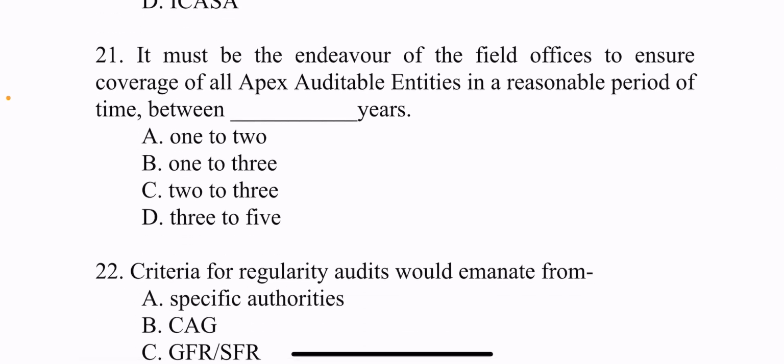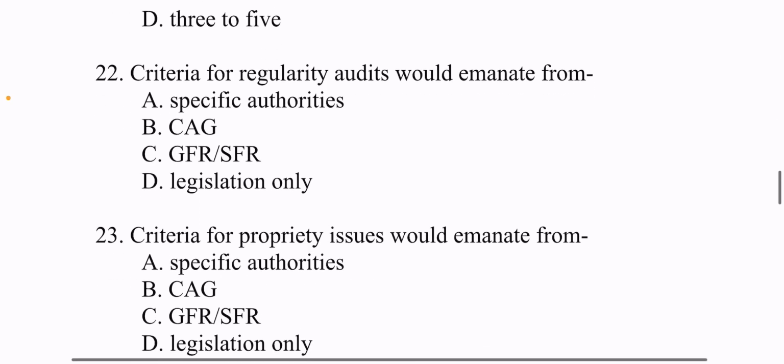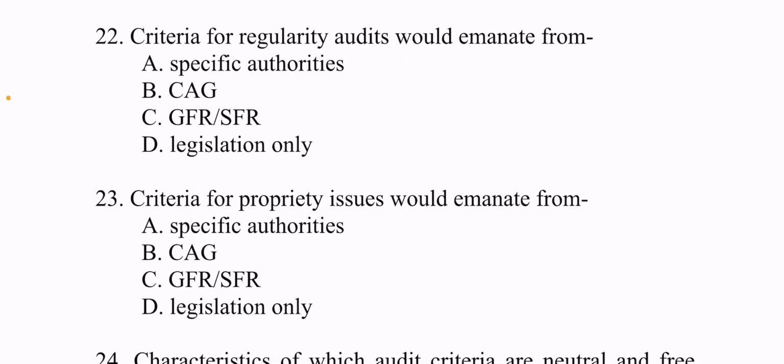It must be the endeavor of the field officers to ensure coverage of all apex auditable entities in a reasonable period of time between dash years. Answer 2 to 3. Criteria for regularity audits would emanate from. Answer specific authorities. Criteria for propriety issue would emanate from.